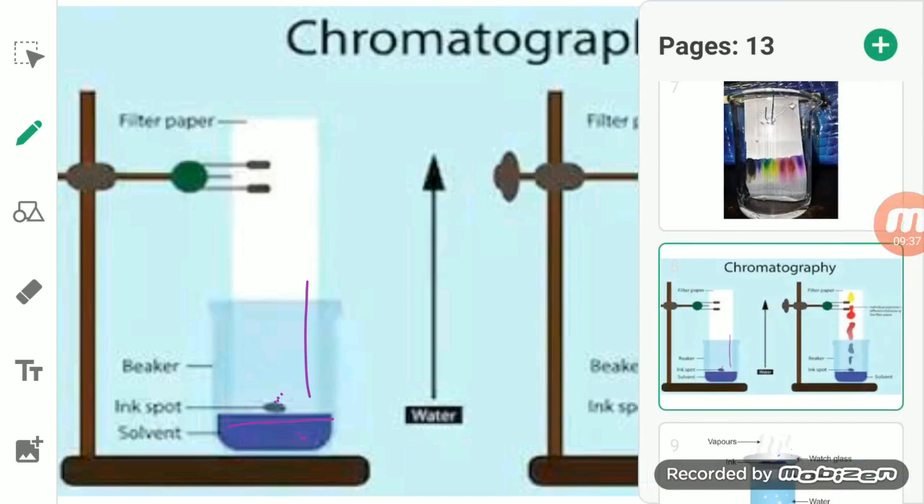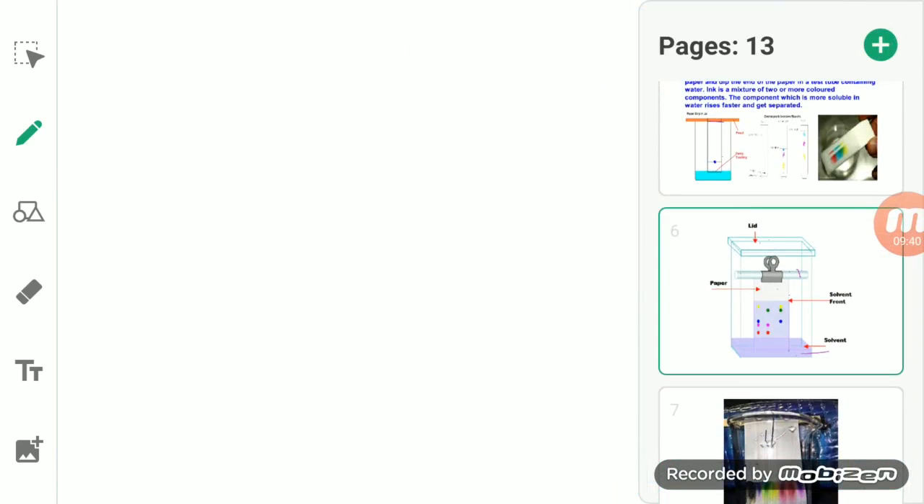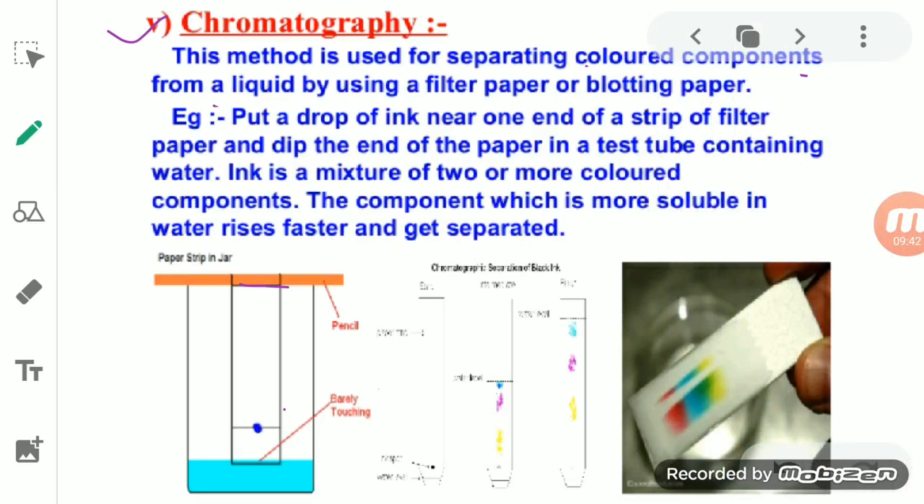Okay, so you had put a dot of the ink, and as the water rises up, it will take this dye, this color, also above the filter paper. So the dye, you see here, when the water takes the dye above the filter paper, as it starts moving upward, the dye will also start moving upward. Now see here what happened.